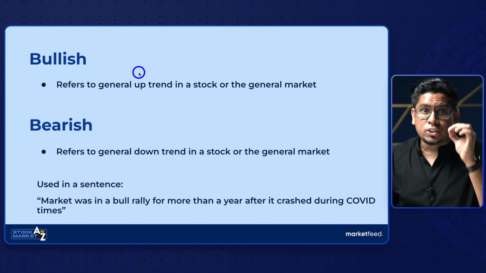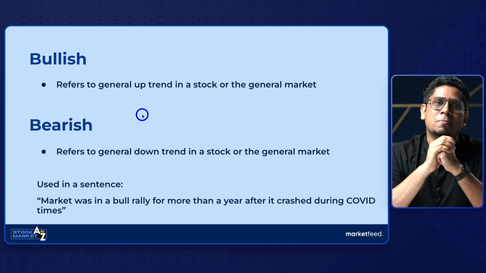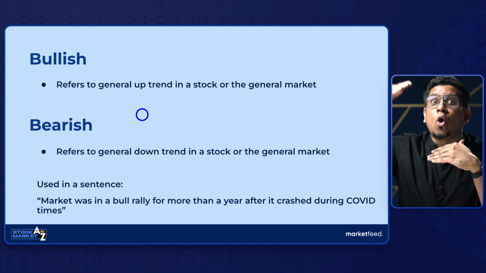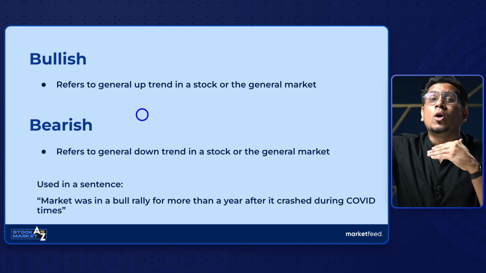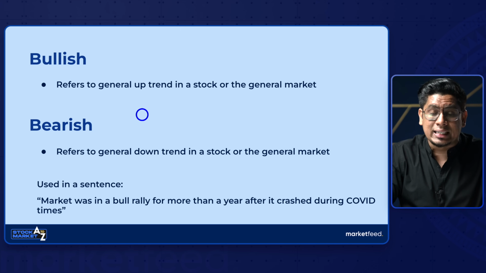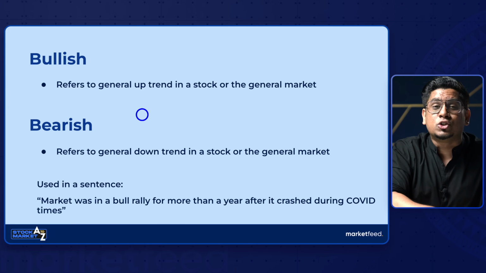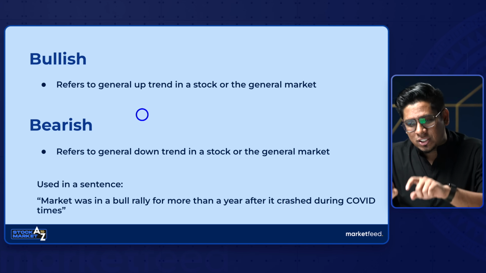The term bullish is used to refer to a general uptrend in a stock or the general market. Now, say a stock is in a strong uptrend, or say Nifty is in a strong uptrend. We can say that the stock is bullish. We can also say that the stock is in an uptrend. At the same time, a different word to be used there is bullish. The opposite of that is bearish.